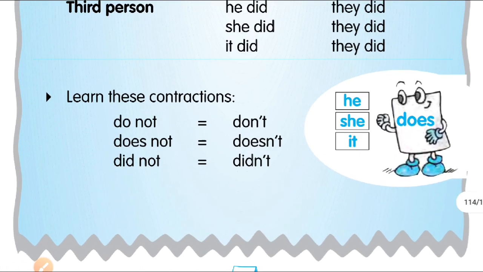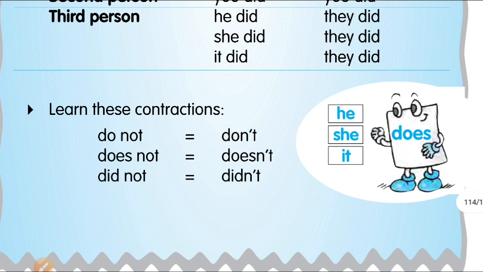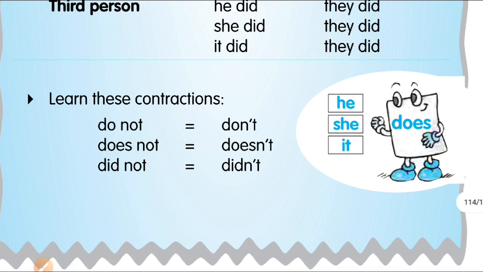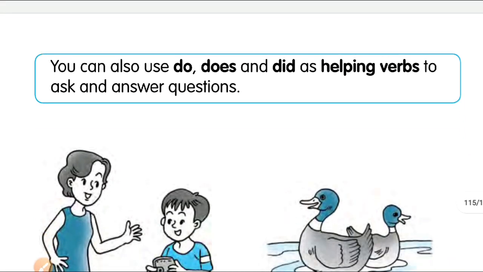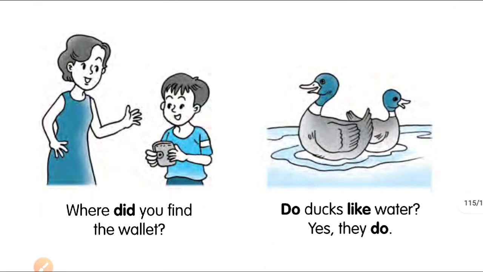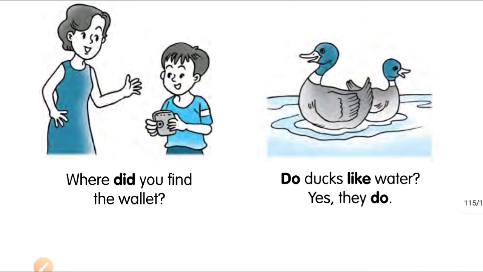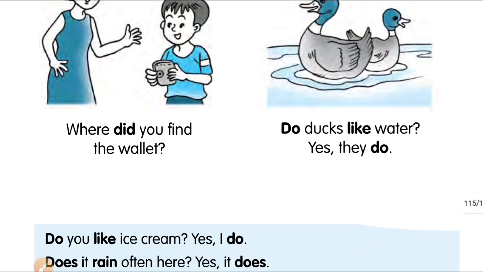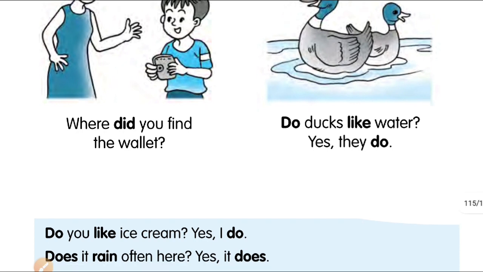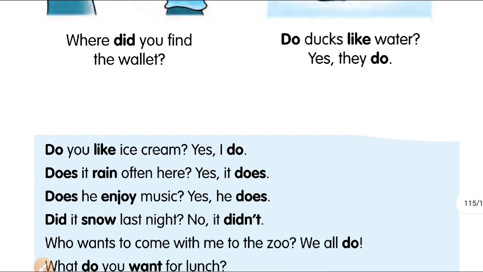But before going to the next part, you remember this image: he, she and it will be followed by does. Means he does, she does and it does. You can also use do, does and did as helping verbs to ask and answer questions. For example, you can see here the woman is asking, where did you find the wallet? Do dogs like water? Yes, they do. Means here for questioning and for answering, both the case do and did is used.